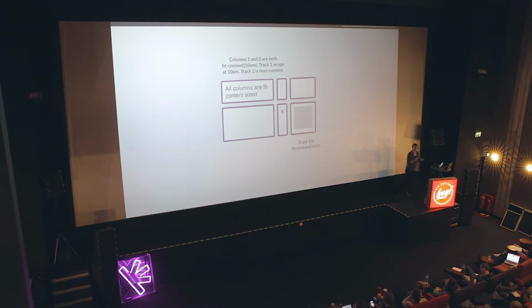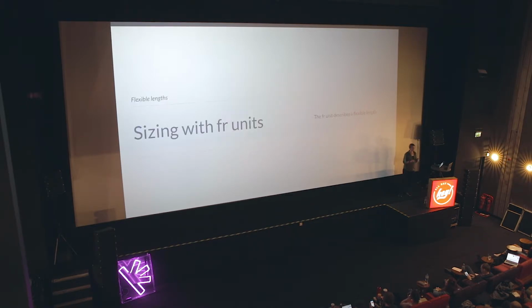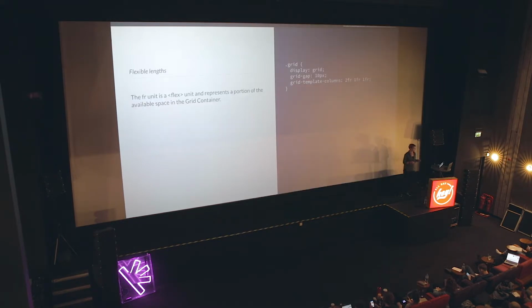But yes, remember these concepts. We'll be coming back to this idea of min and max content in a bit. But before that, let's look at this fr unit. Now, the fr unit was designed for grid layout. It doesn't make any sense in any other layout context because it deals with distributing available space in the grid container. And it's a flex unit. It defines a flexible length. So that's a portion of the space.